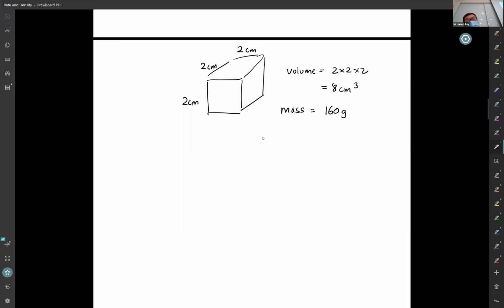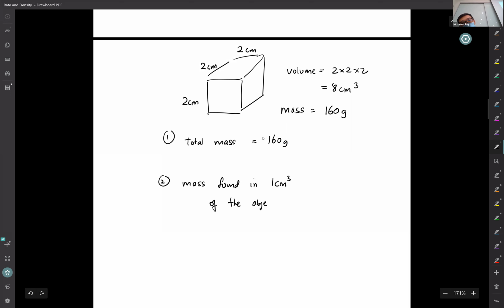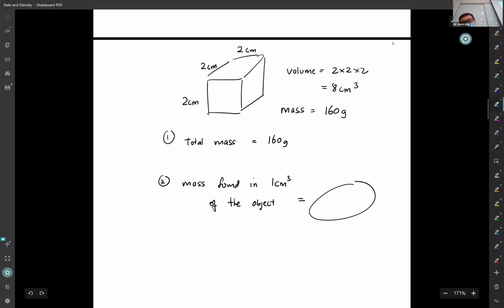So I can ask a few things. Number one, what is the total mass? Of course, the answer is going to be 160 because I just told you it's 160. I can ask the next question. What is the mass that is found in 1 cm cube of the object? Before I say anything further, I want all of you to think about this question, because I'm very certain all of you can do this. Okay, I'll pause the recording here first. So there's no trick here. The answer is simply 20 grams.